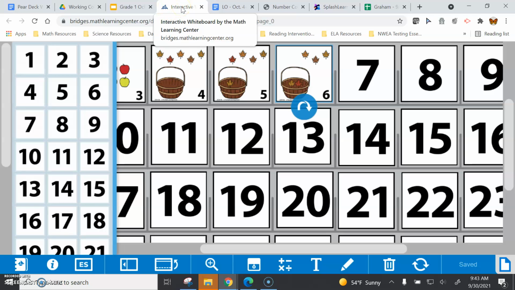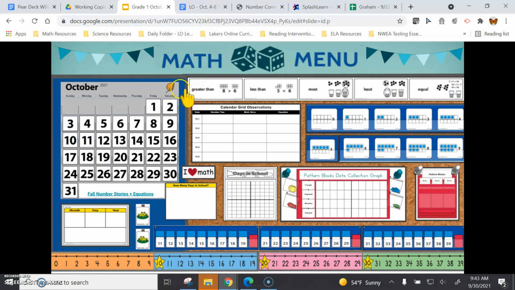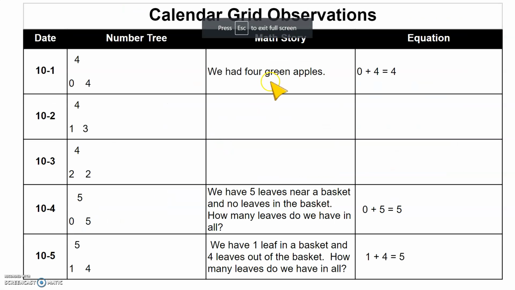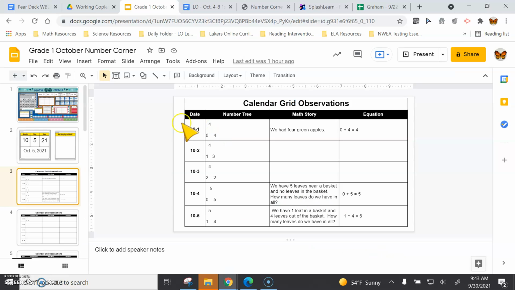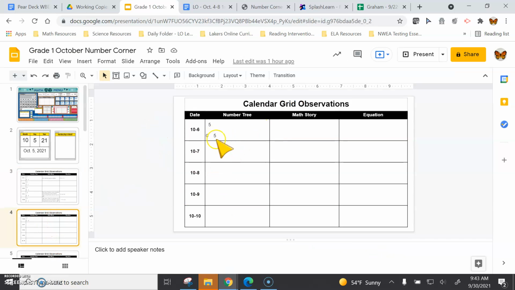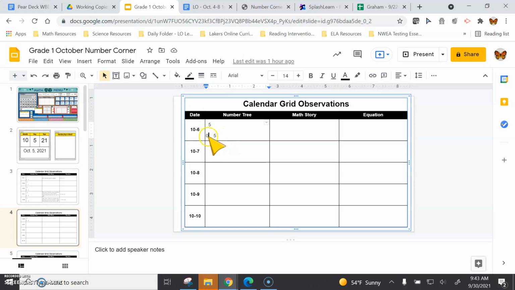Are you thinking what I'm thinking? Yes, I'm thinking about a number tree too. Let's see if we can create a number tree now. We have our number tree that we started. We're going to add that information to our number tree. You know, we have 5 leaves. We have 2 that are in the basket now and 3 that are not in the basket.